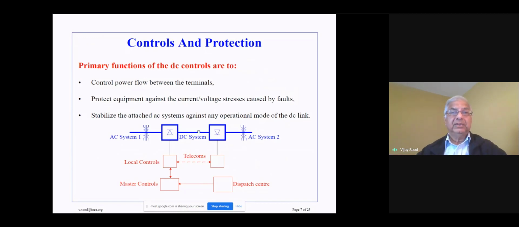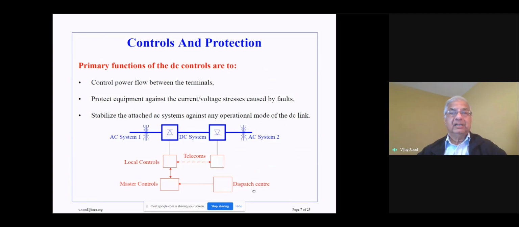So in here we show a two-terminal HVDC system. There could be a transmission line or could not be a transmission line, i.e. this could be a back-to-back connection, connecting two AC systems, AC system 1 with AC system 2. In red over here, we see the controls, and the controls are broken down into master controls and local controls.